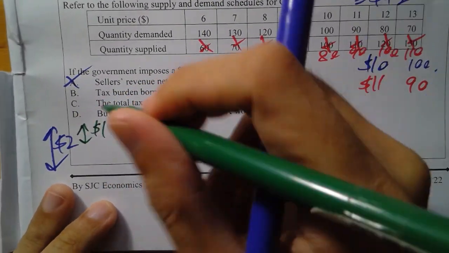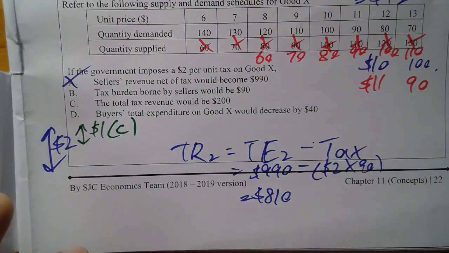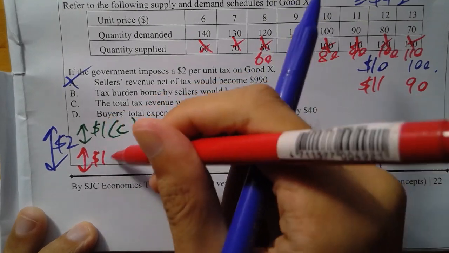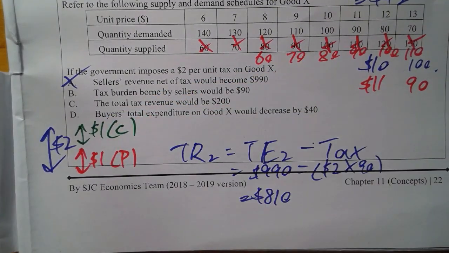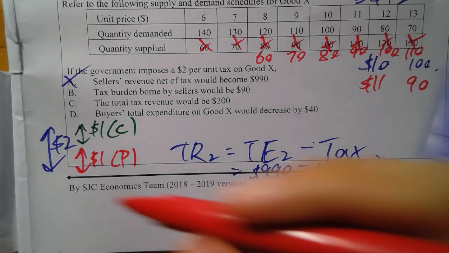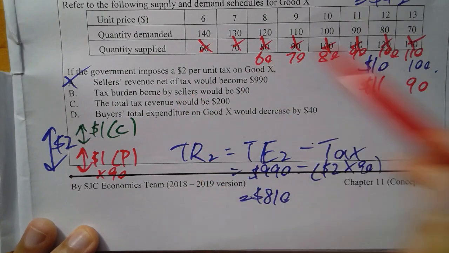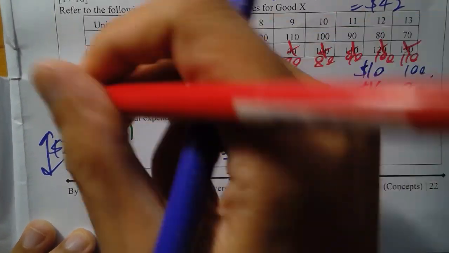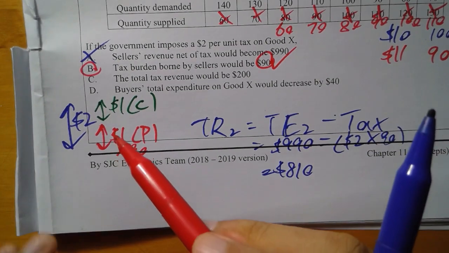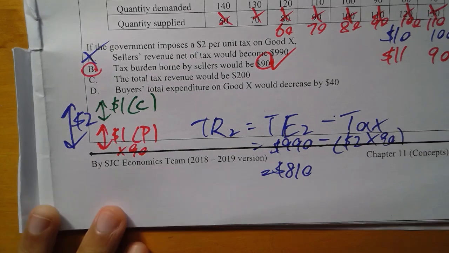$1 borne by consumer per unit. The rest of the $1 is borne by the producer. Each unit is $1, and we are selling 90 units. So multiply by 90. Therefore, the tax burden borne by the seller is $90. Each unit they have to bear $1, $1 times 90, that would be 90.